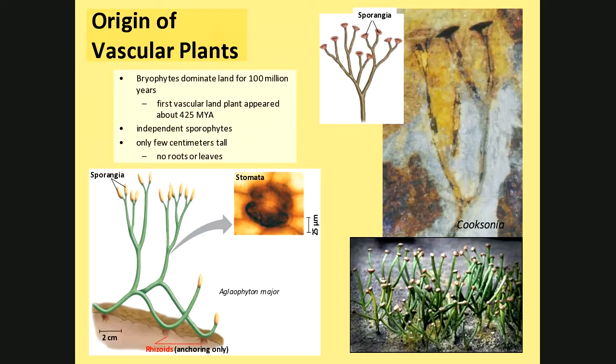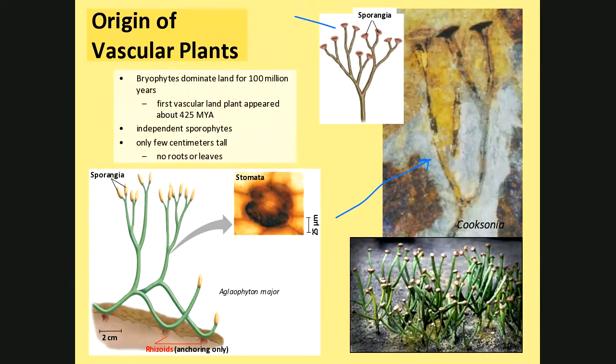All right, so that completes the non-vascular plants. Let's move on now to vascular plants, plants that had those conducting tissues. So the bryophytes were the dominant land plants for about 100 million years, and it wasn't until about 425 million years ago that vascular plants began to arise. The first vascular plant was Cooksonia, or at least one of the first vascular plants. This is a fossil of Cooksonia. Cooksonia is not around anymore. But this is what Cooksonia looked like.